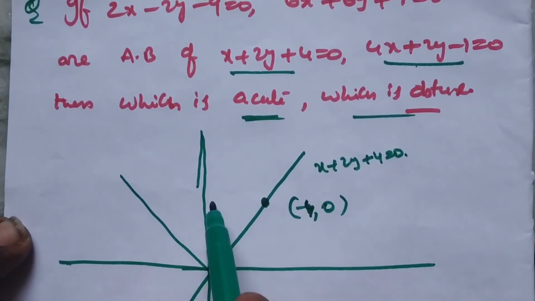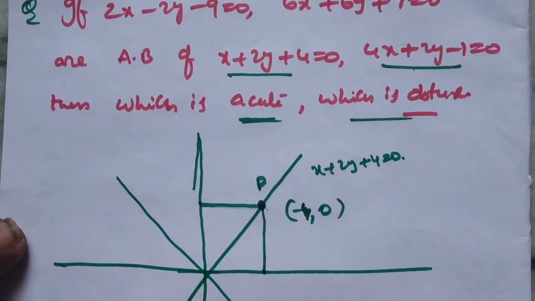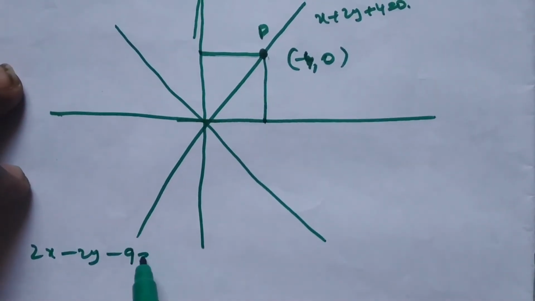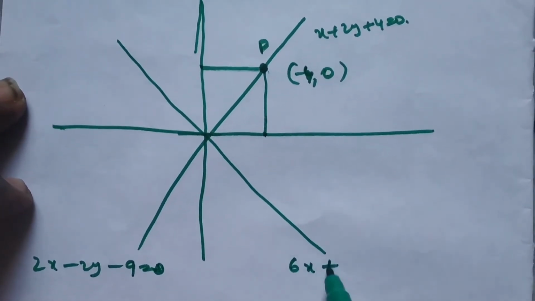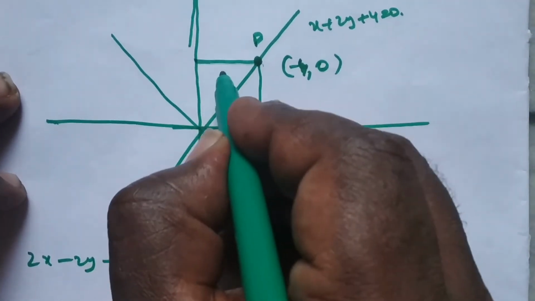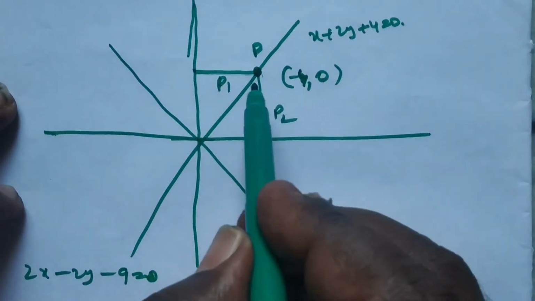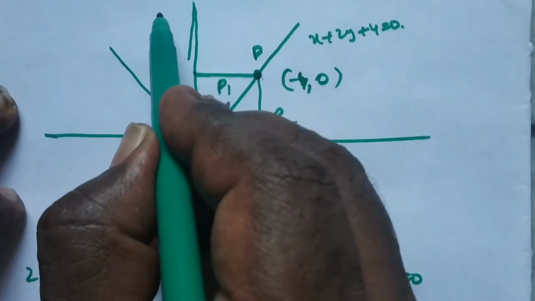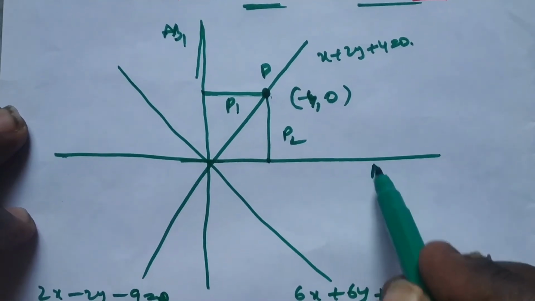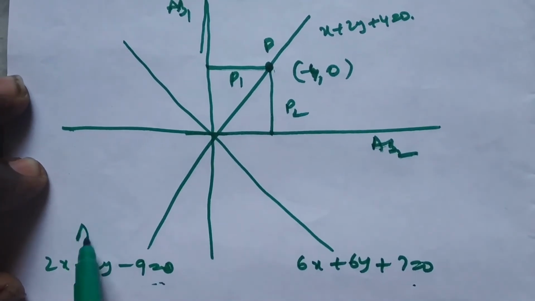So by the previous concept, draw two perpendiculars from the point P to the two angular bisectors. What is the first angular bisector? 2x minus 2y minus 9 equal to 0. Another is 6x plus 6y plus 7 equal to 0. Find the perpendicular distances. Suppose this is P1, this is P2. P1 is the perpendicular distance from minus 4 comma 0 to the first angular bisector. P2 is the perpendicular distance from P to the second angular bisector. This is the first angular bisector. This is the second angular bisector.